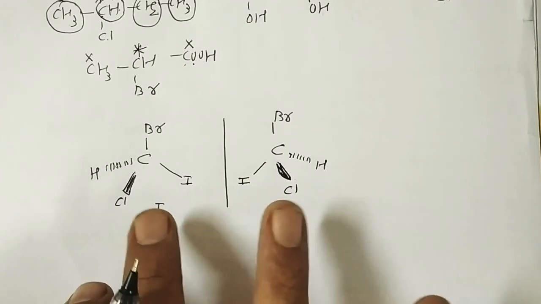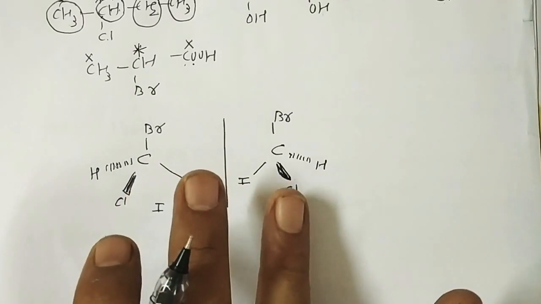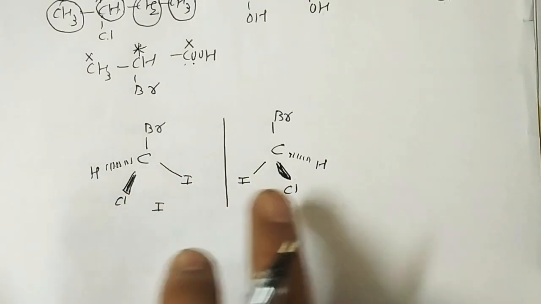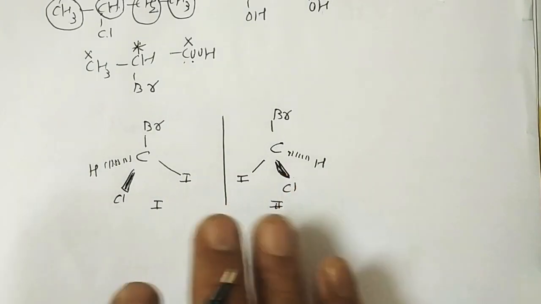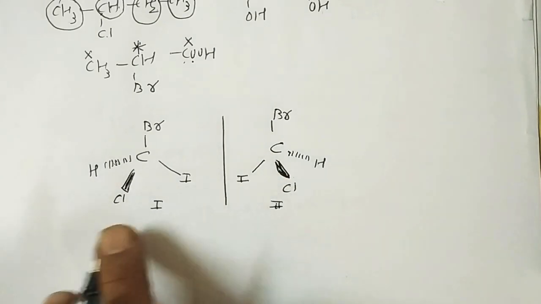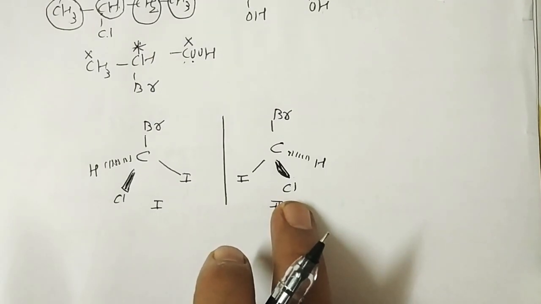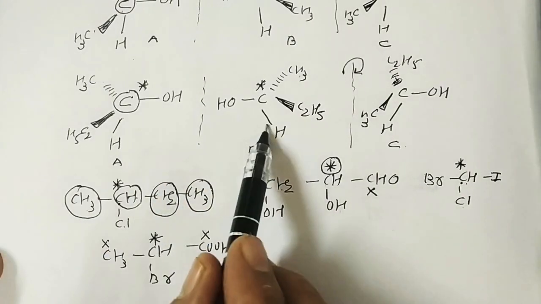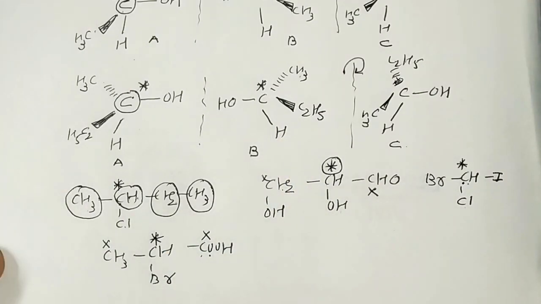Which can exist in 2 stereoisomer forms, 1 and 2, which are non-superimposable mirror images of each other. Each of the 2 isomers is optically active. They rotate the polarized light in opposite directions but to the same extent. Thus 1 and 2 represent the enantiomers of bromochloroiodomethane. Similarly, A and B are the enantiomers of each other, right?